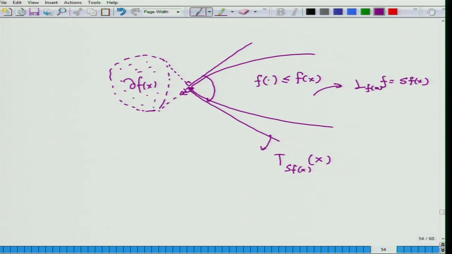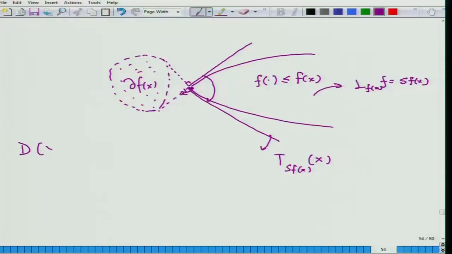Now, you observe very clearly that if you take any direction d in the interior of this particular cone, and if you take any direction here, because this perpendicular line is the separating line, the angle they will make is always obtuse. So, the direction d is also in the interior of the tangent cone to the lower level set S_f(x) at the point x.